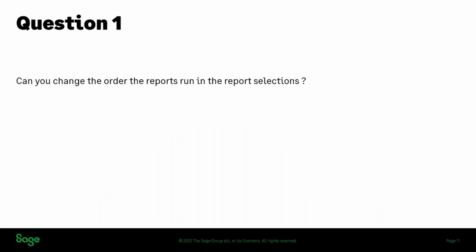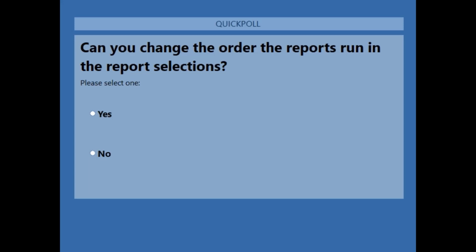So question 1. The question is, can you change the order the reports run in the report selections? So let's bring up the first poll. It's a yes or no question. Can you change the order the reports run in the report selections? Yes or no. Now we'll leave each question on for about a minute so that we are not spending too much time.